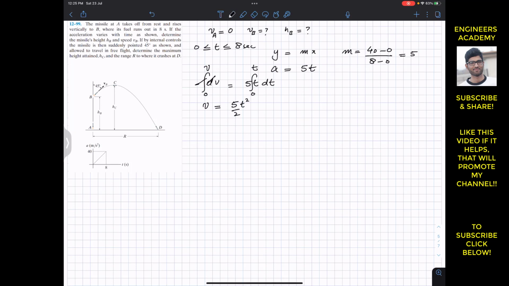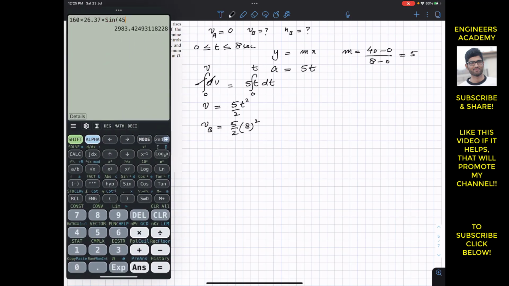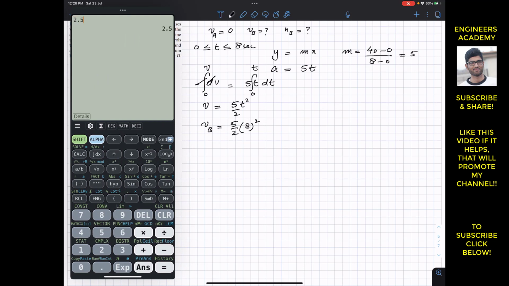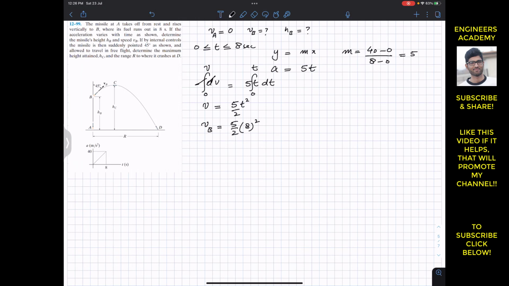So now if you want to find vB, the velocity of the missile at point B after t equals 8 seconds, right? So we have to put t equals 8 seconds in this equation. So this is 5 divided by 2, which is 2.5, multiplied by 8 squared. This gives us vB equals 160. So now vB, which was required, is equal to 160 meters per second.